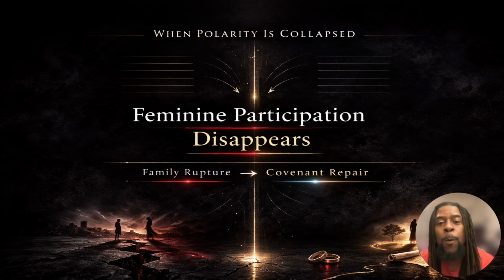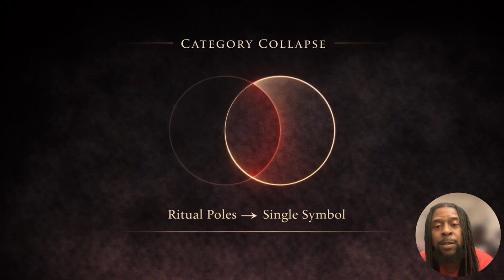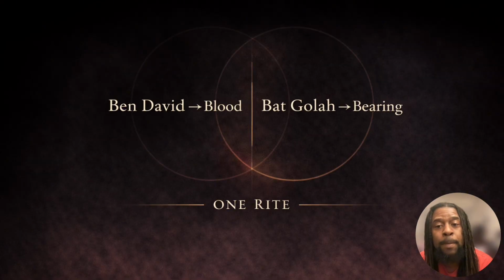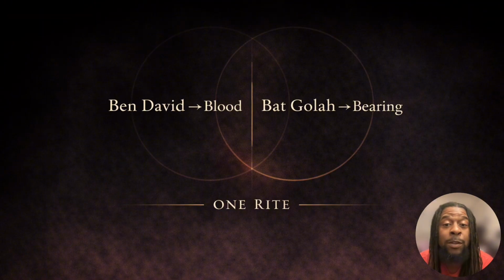All right. When polarity is collapsed, dogma collapsed polarity. The feminine sin offering tier was ignored. The two goats were merged. Okay? Once merged, you no longer need duality. Once merged, redemption becomes exclusively masculine. That is not an accusation. It is an actual architectural analysis. Ben David, blood; Bat Gola, bearing. Together is one right, one covenant, two different polarities.